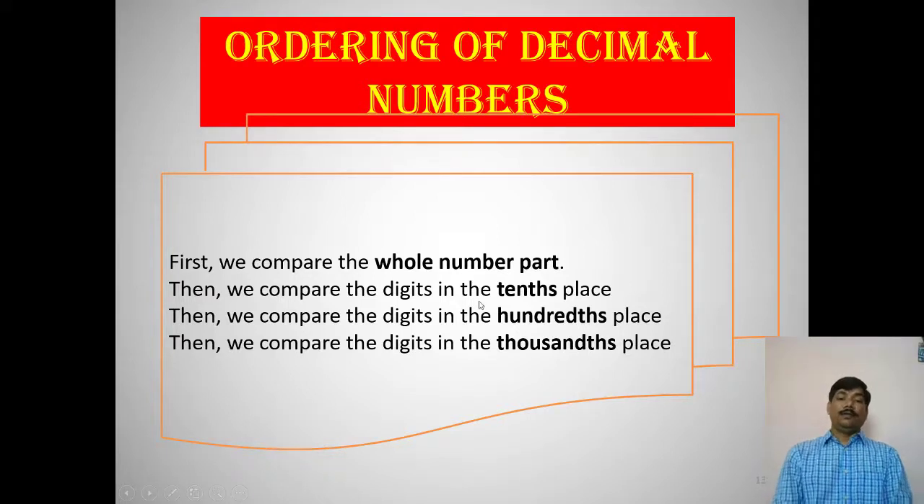It means first we will see the whole number part. If the whole number part is not deciding the ordering of decimal numbers, not deciding the greater or smaller, then what will we do? We will see the tens place digits. Here also if not able to decide, then we will see the hundredth place. Till here if we are also not able to decide the order of the decimal numbers, we will see the thousandth place.